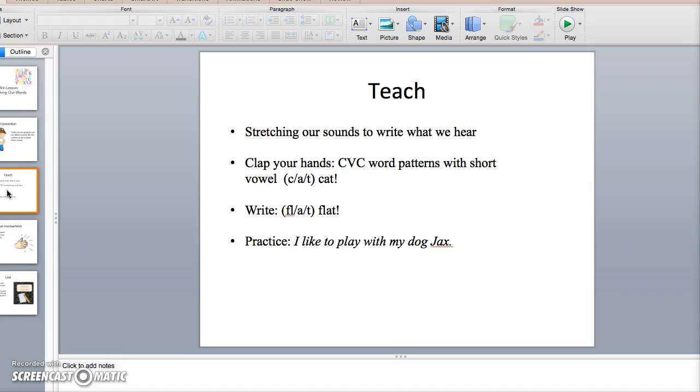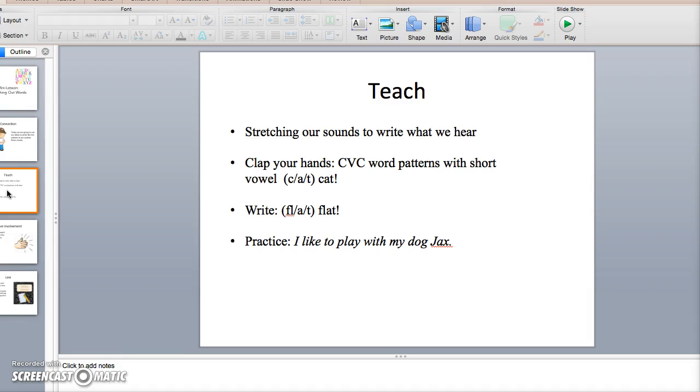Now we're going to try another word that has a digraph. So for the word flat, we hear two letters that make one sound. So flat, fla-a-t, flat. So now we're going to practice writing those words using the sounds we hear.